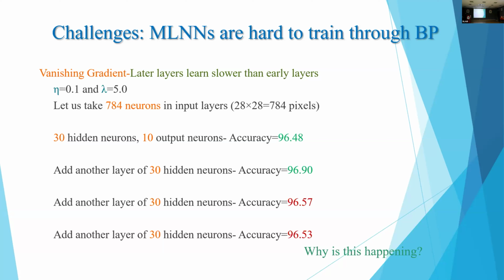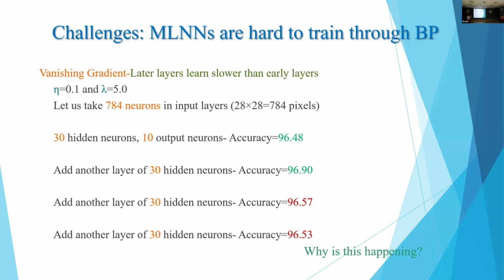suppose eta, the learning rate, equals 0.1 and momentum equals 5.0, and we have 784 neurons in the input layer because the size of the image is 28 by 28. So we have this many pixels, so these many inputs in the input layer. Then if we have only one hidden layer and 30 neurons in the output, we see the accuracy is this one. If we add 30 more, accuracy is this much. And if we keep on adding 30, accuracy is not increasing. Why?